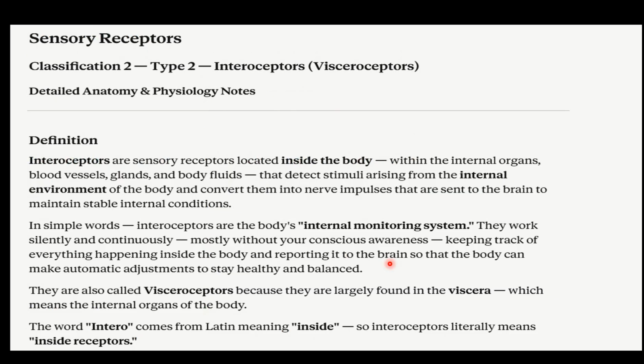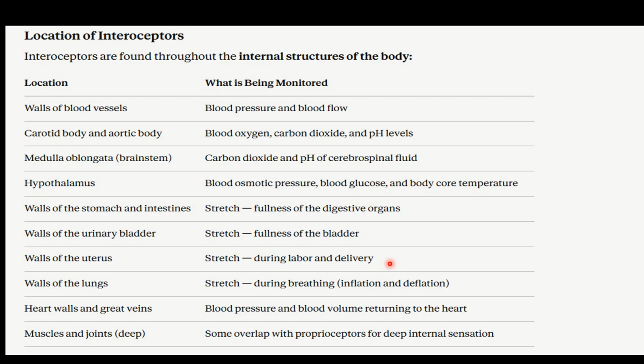Now we know what is interoceptor. It's time to understand the locations of interoceptors. Here you can see we have one column for location and another one for what is being monitored. Location wise, we have the walls of blood vessels that mainly monitor blood pressure and blood flow.